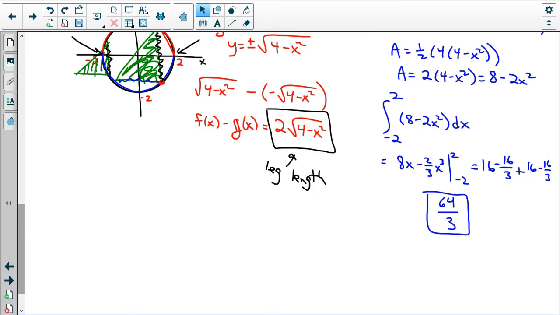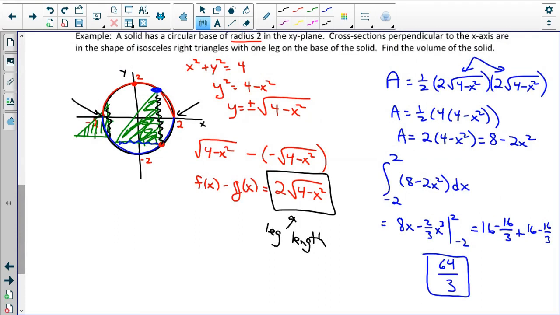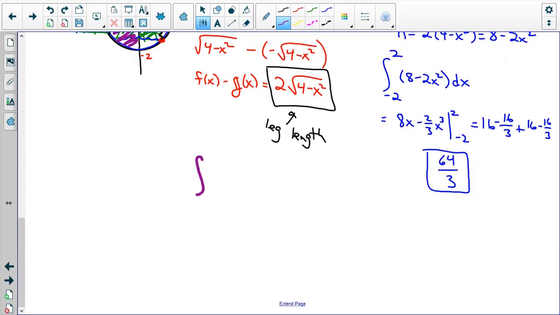One other thing to keep in mind is that if I think about this in terms of symmetry, the volume is going to be exactly the same on the left side of the y-axis as it would be on the right side, because the triangle that's formed over here would be exactly mirrored by another triangle formed over here, and that goes all the way around. So really what I could have done is the integral from 0 to 2 of 8 minus 2x squared dx and multiplied it by 2 using symmetry.